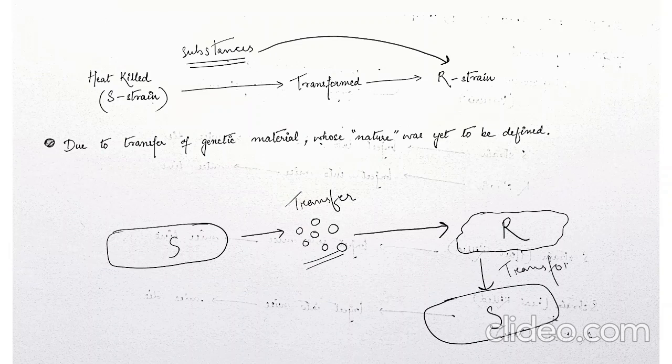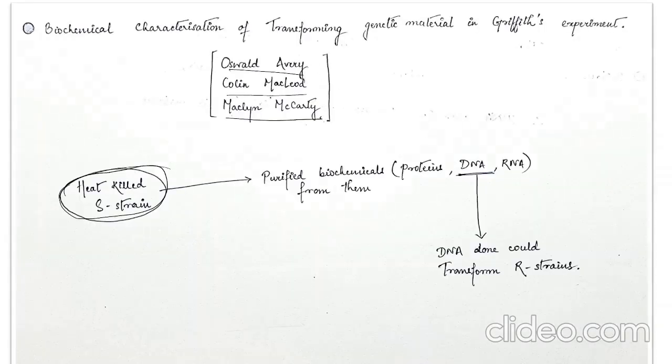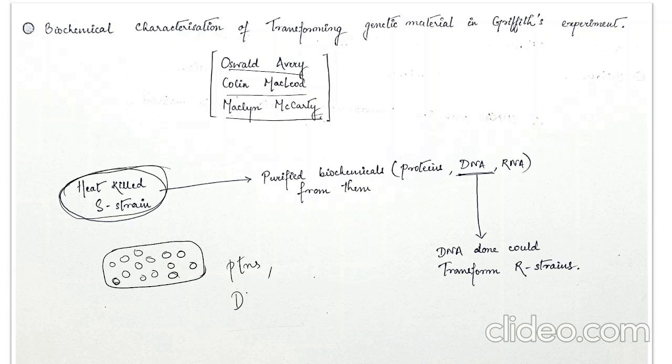transformed into S. Now, what are these substances? That's what Avery, MacLeod and McCarty wanted to study. So they took the heat-killed S strains of bacteria and isolated whatever biochemical substances they could find inside them, starting from proteins to DNA, RNA, everything.